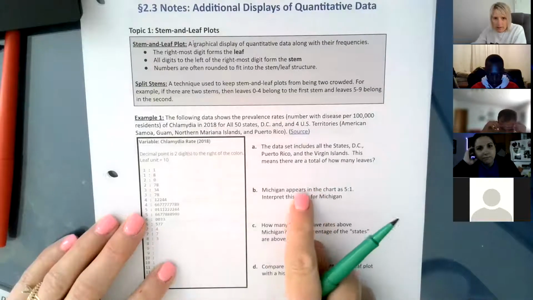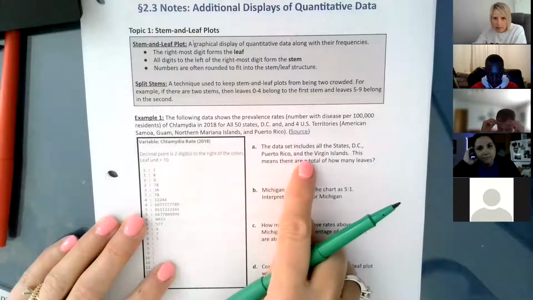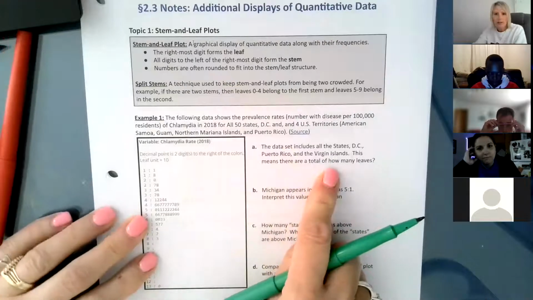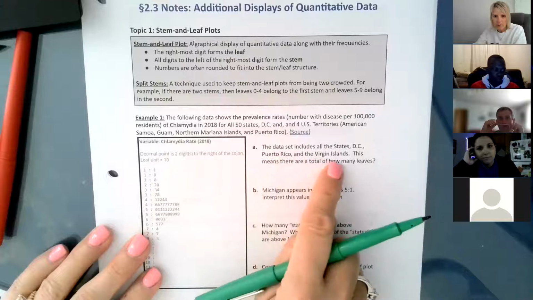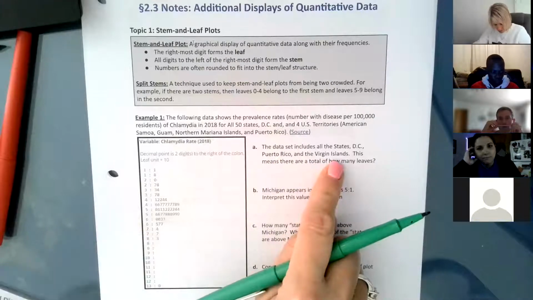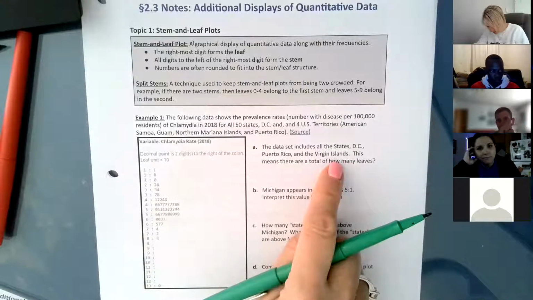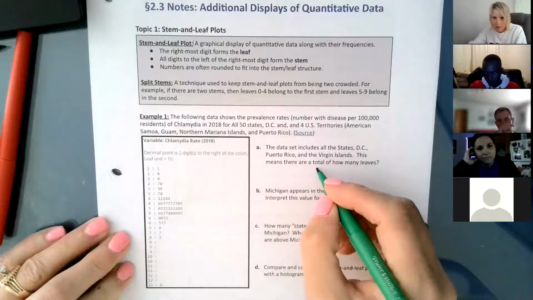For instance, it says the data set includes all the states, DC, Puerto Rico, and the Virgin Islands. This means that there are a total of how many leaves? So that would be the 50 states plus DC, Puerto Rico, and the Virgin Islands. So we said that there were 55 leaves, if you count them all.